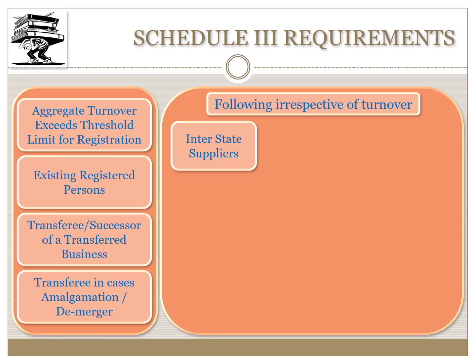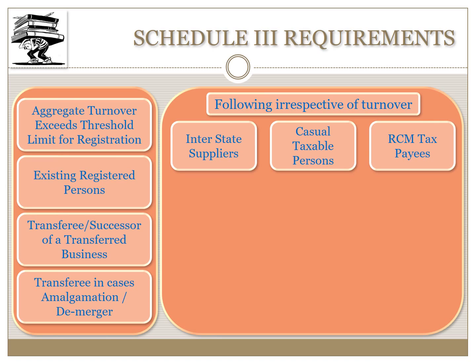Persons making any interstate taxable supply. Casual taxable persons. Casual taxable person has been defined in subsection 21 of section 2. It means a person who occasionally undertakes transactions in a taxable territory where he has no fixed place of business. Persons who are required to pay tax under reverse charge mechanism.